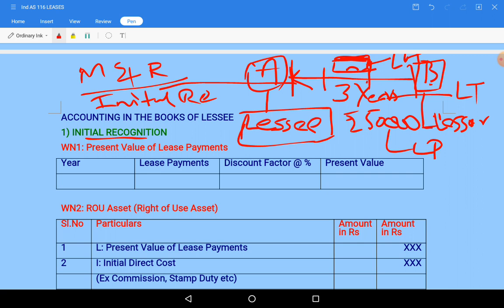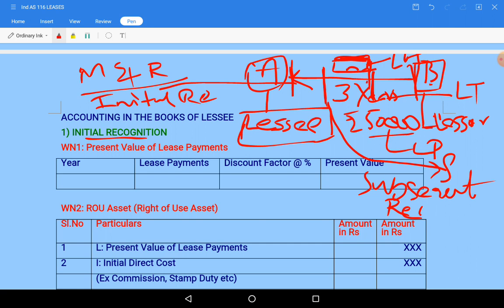And at the end of each year, when he is paying 50,000, first year, second year, third year, it will be recorded in the books of lessee as what we call subsequent recognition. This we are going to discuss in detail in this video, how it will be measured. Suppose each year he is paying 50,000.